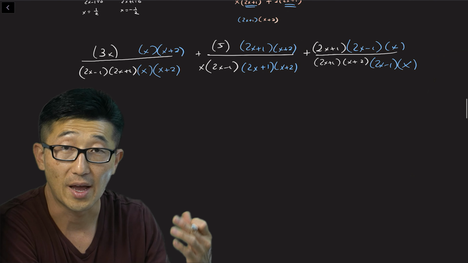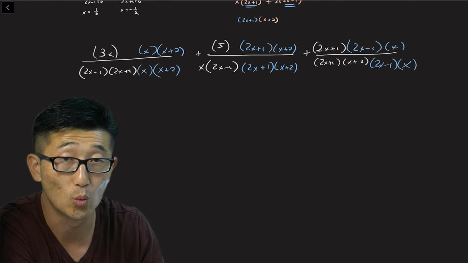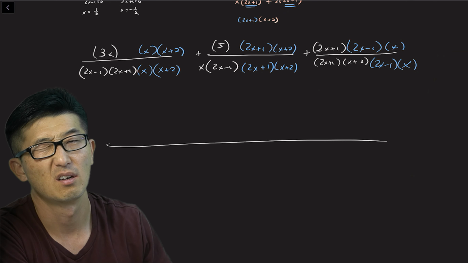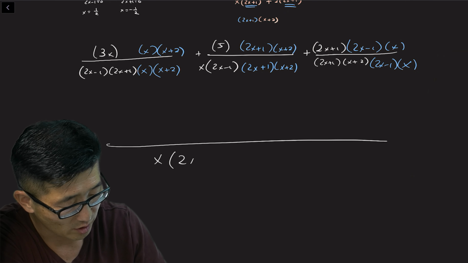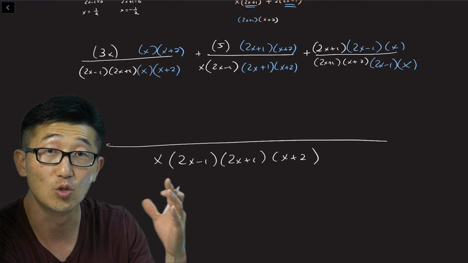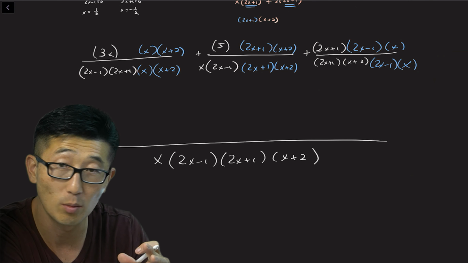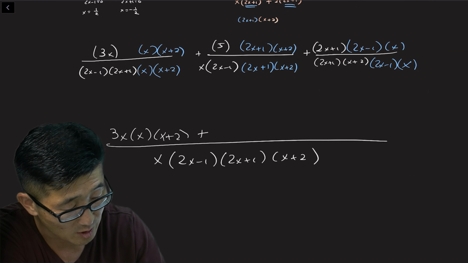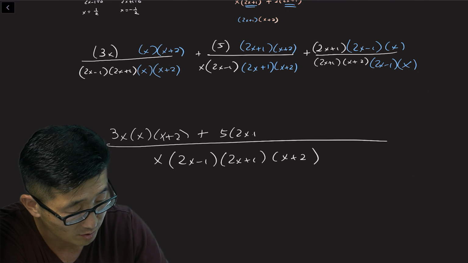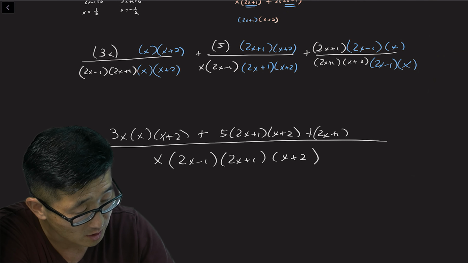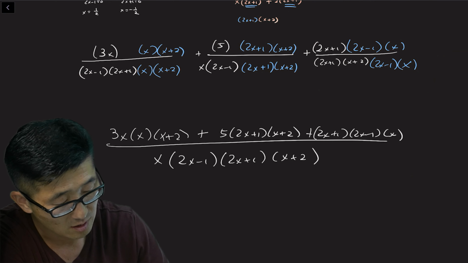All right, so now combine the fractions into one big fraction with one denominator. I hate this. X, 2x minus 1, 2x plus 1, x plus 2. And then the numerator, again, don't multiply it out right now. I know it's going to be extra work, but better safe than getting that B minus or B plus because you couldn't get that A. All right, so 2x plus 1, 2x minus 1, and x.